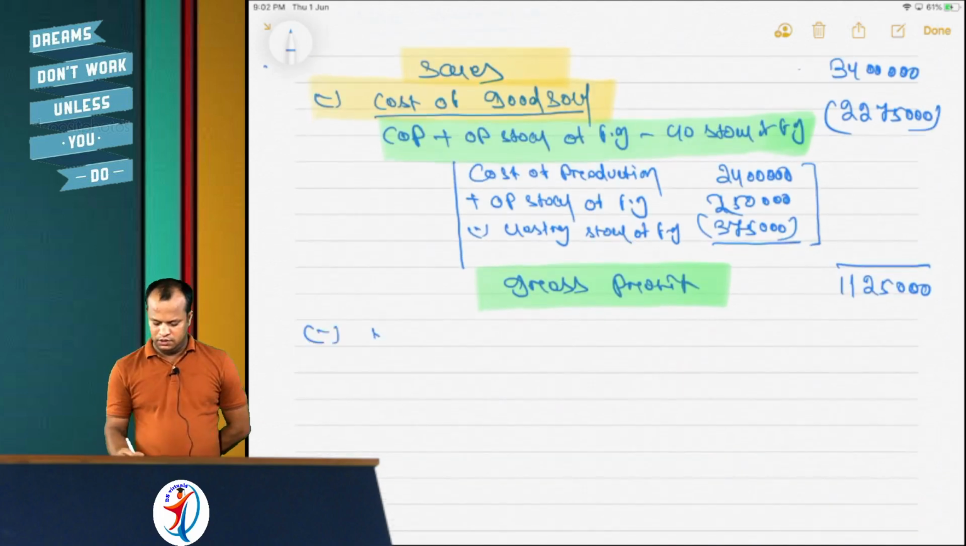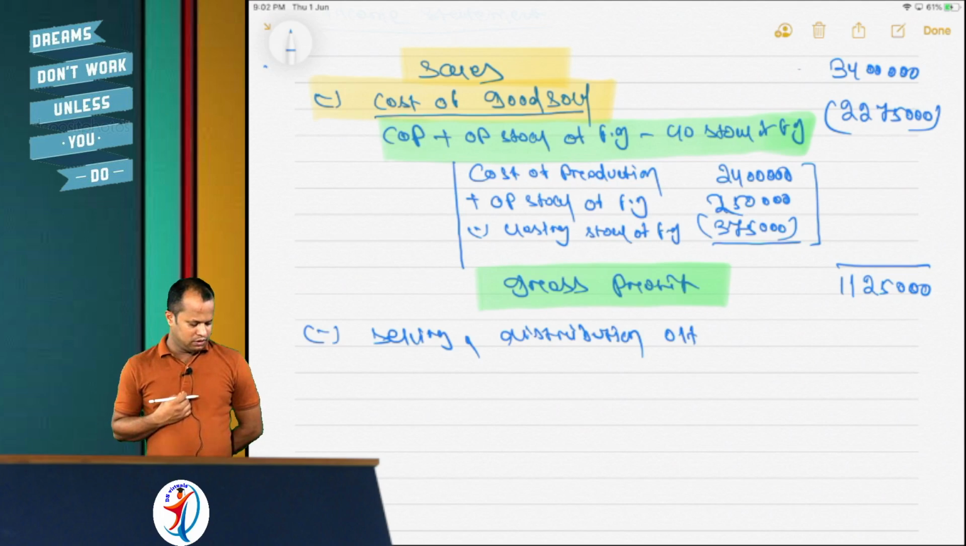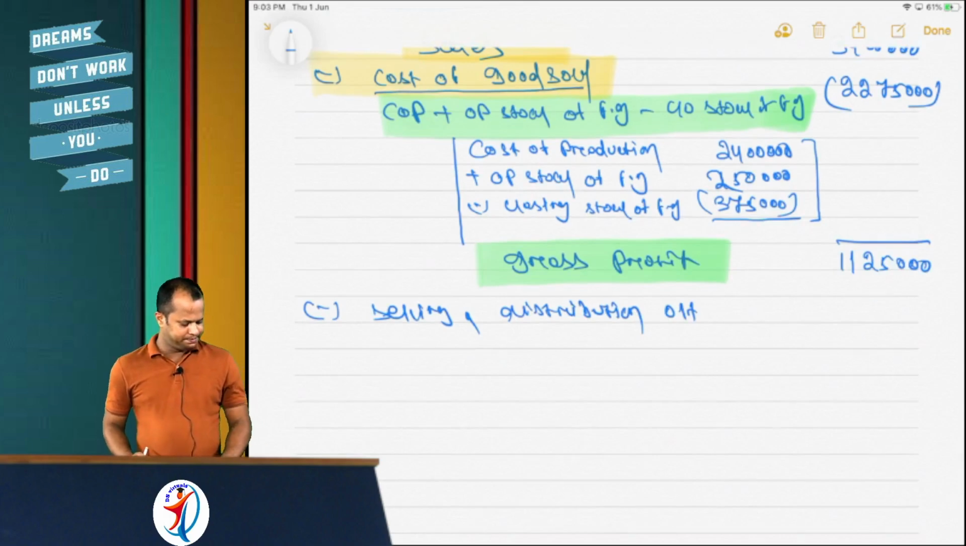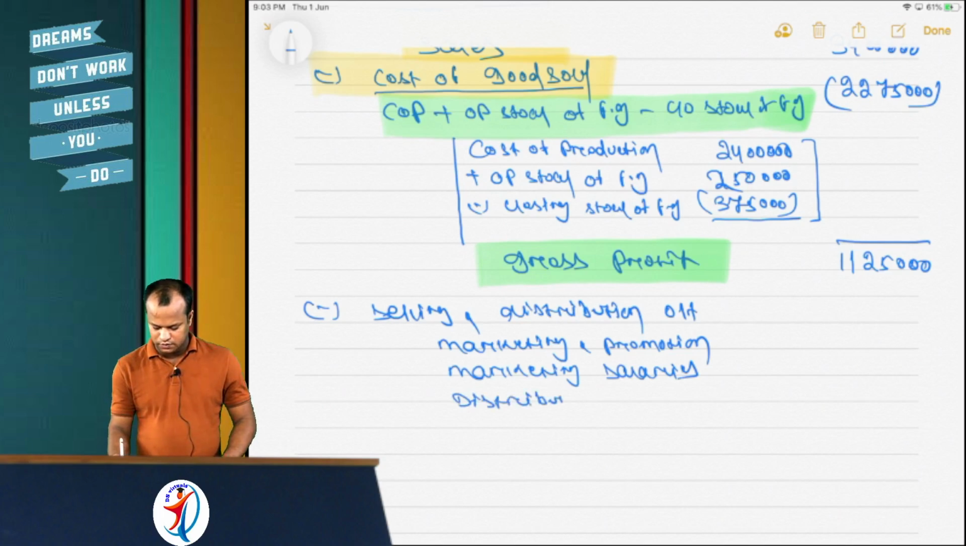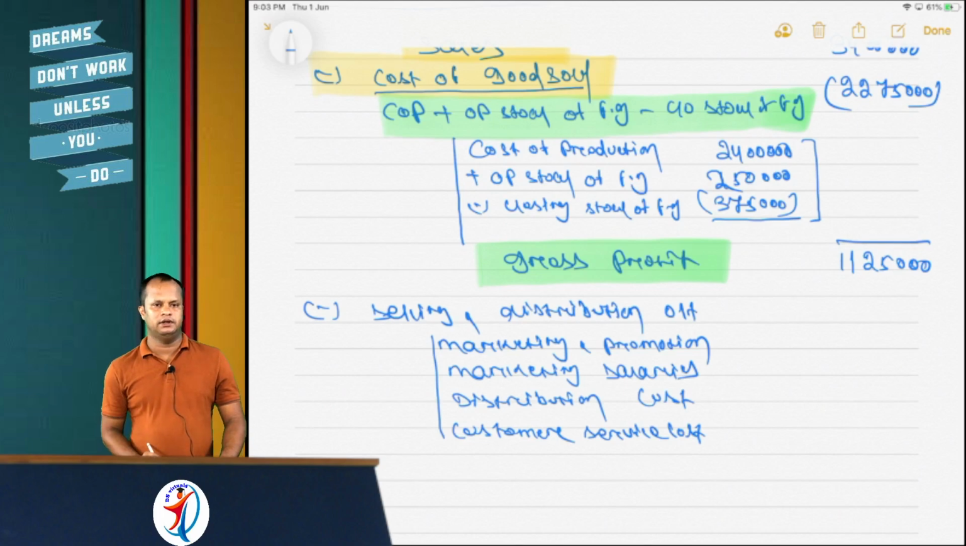Now we will deduct selling and distribution overhead. So can you tell me what are the selling and distribution overhead in this question? Yes sir. There is an item marketing promotion. Yes. There is also marketing salary. Yes. There is also distribution cost. Yes. There is also customer service cost. Yes. These are the selling and distribution overhead in this question.